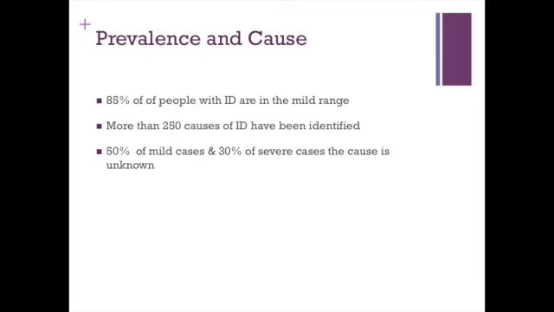As far as prevalence and causes, we know 85% of people with intellectual disabilities are in the mild range. We've got over 250 causes of intellectual disabilities that have been identified, but in 50% of mild cases and 30% of severe cases, the cause is actually unknown. So we've gone through a whole list of possibilities, but with half the mild cases and about a third of the severe cases, the truth is we just don't know why a particular kid has developed an intellectual disability and why another kid has not.